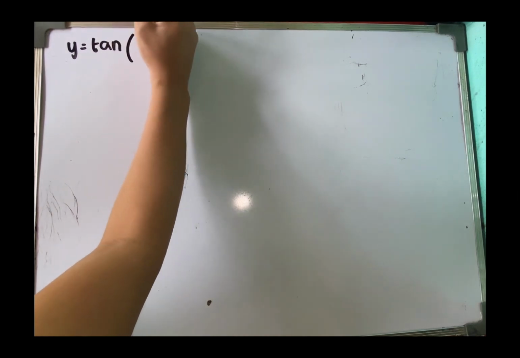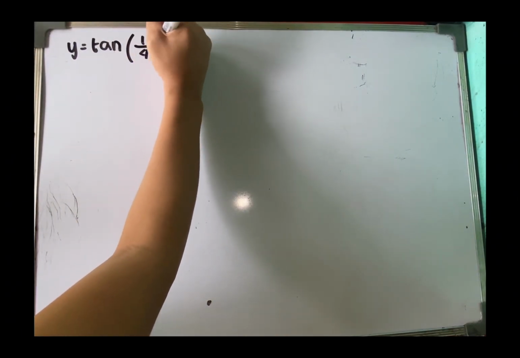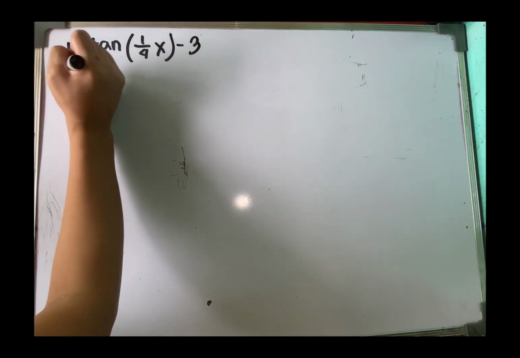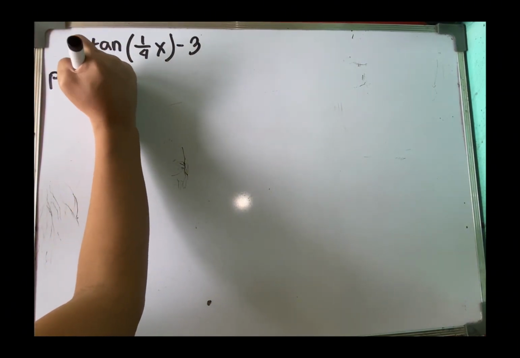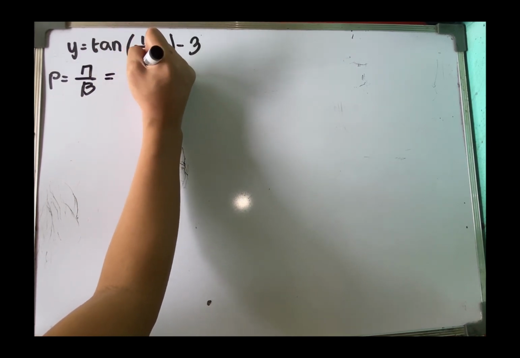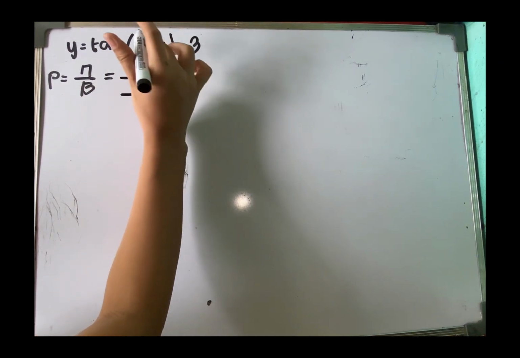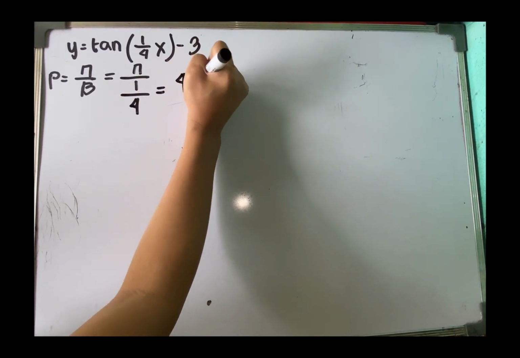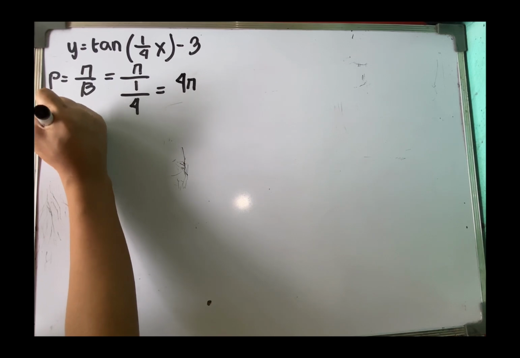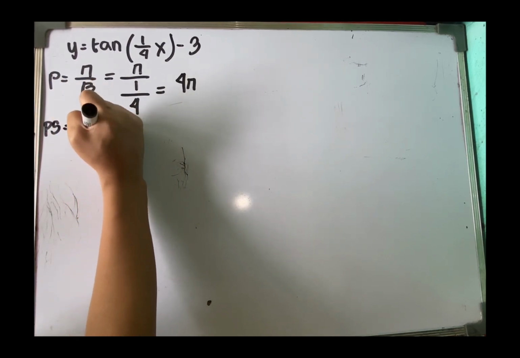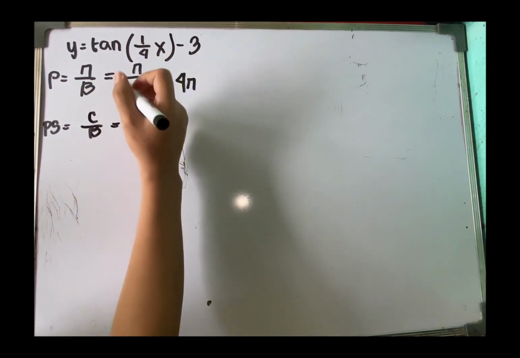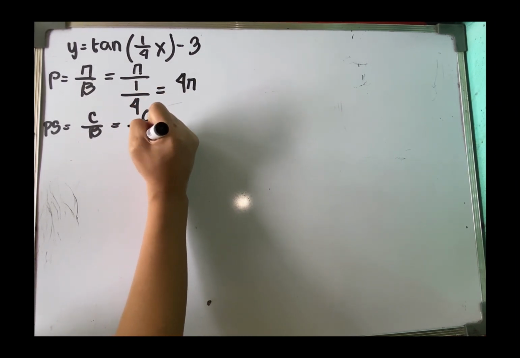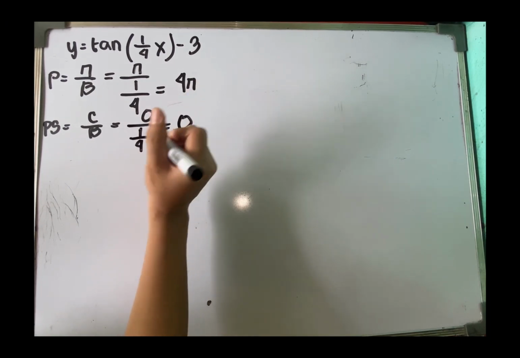y is equal to tangent of 1/4 x minus 3. For our period, we have pi over b, which is pi over 1/4, equal to 4 pi. Then next is the phase shift, c over b. We don't have c, so it is 0, and our b is 1/4, so the phase shift is equal to 0.